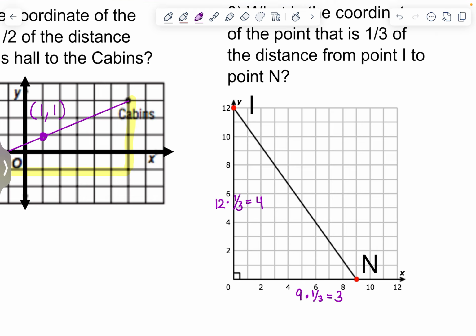So what does this mean we need to do? It means we need to start at I and go down 4 over 3. And we will land at this coordinate right here. And that coordinate is our final answer. That coordinate is 3, 8. Great.